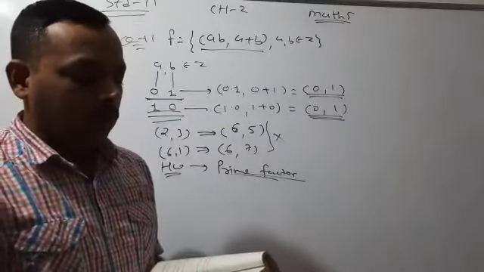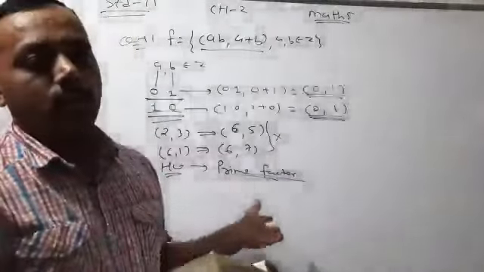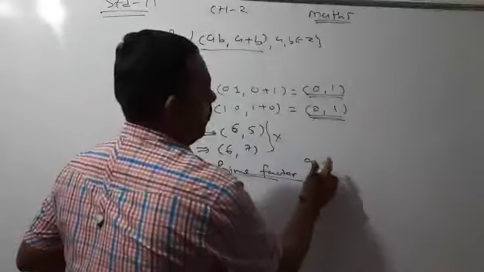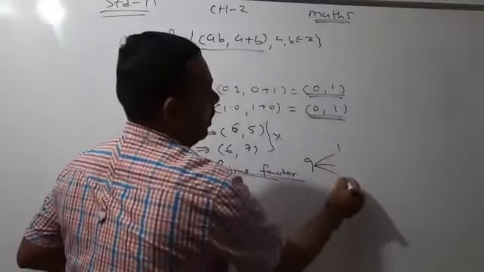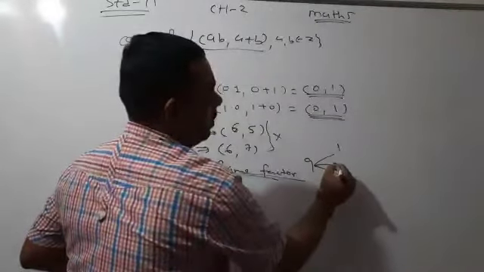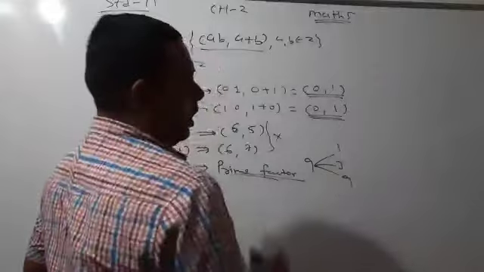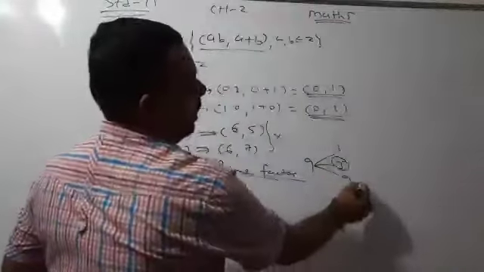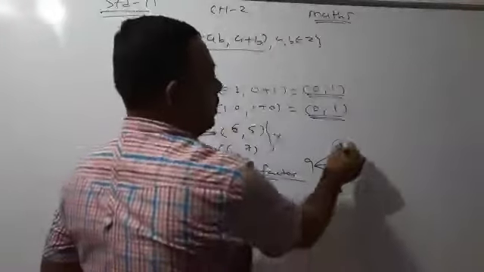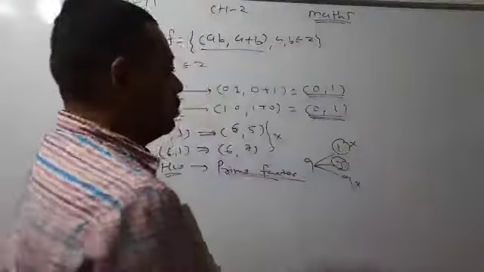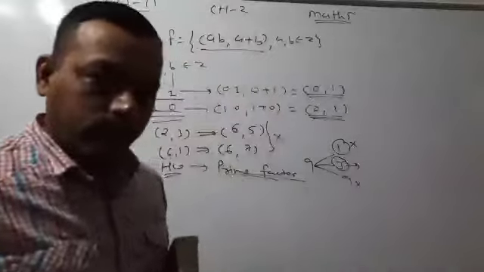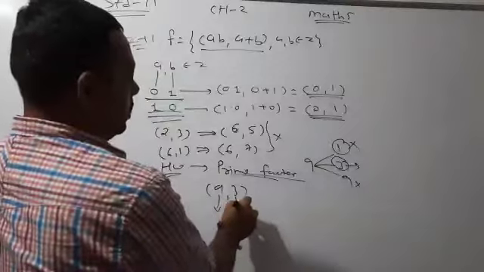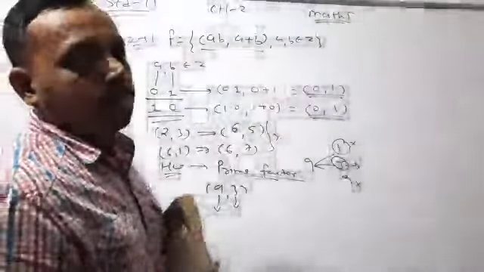Prime factor means, first of all, we have to write the simple factors of all, for example, 9. Then factors of 9 are 1 and 9. Another is 3 into 3. Now out of this, 3 is prime, 9 is not prime, 1 is neither prime nor composite. So you have to write only 3. So we have to write (9, 3), because 9 is the input and 3 is the highest prime factor.